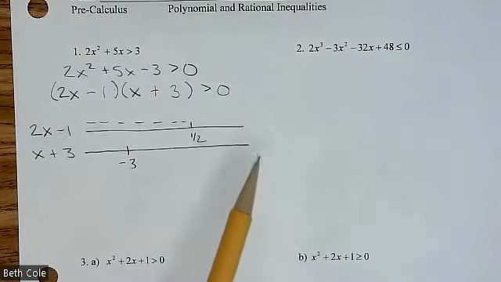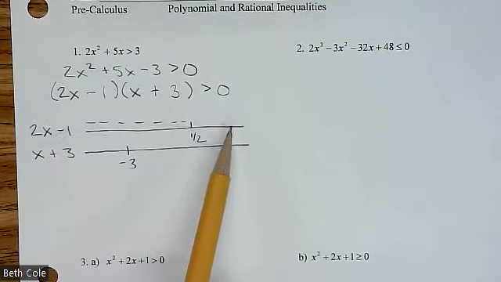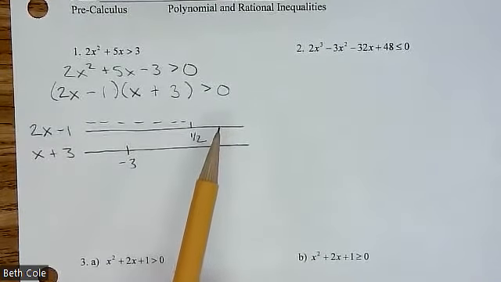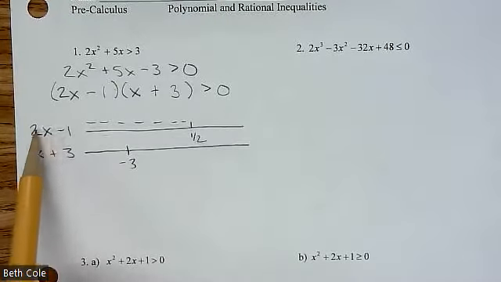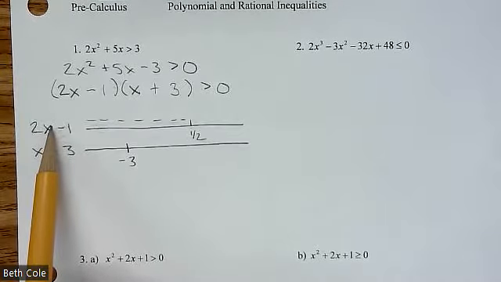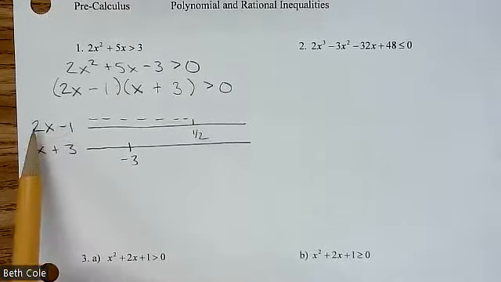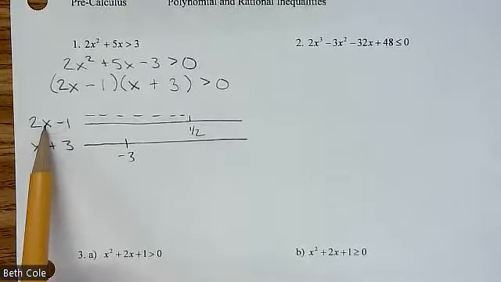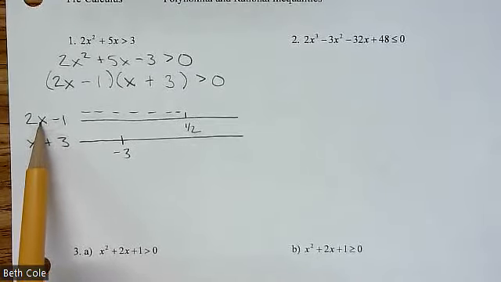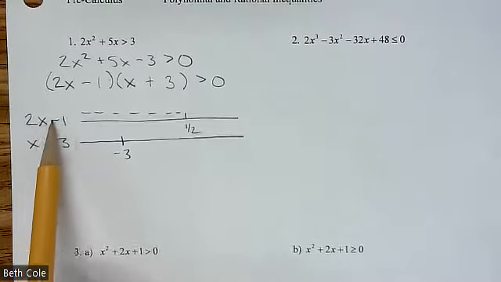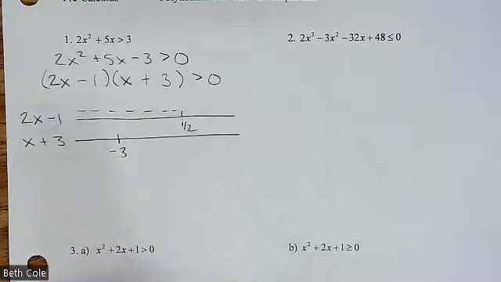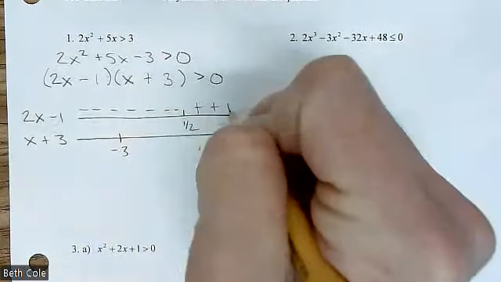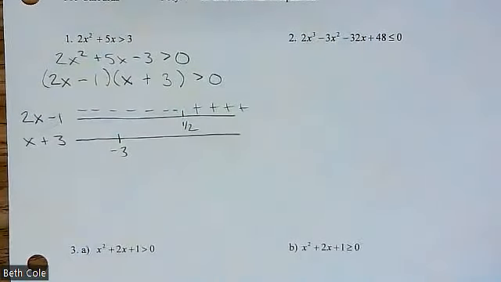Now give me a number bigger than 1/2. 1. Again, you can pick any number bigger than 1/2. You could pick 17 billion, but pick something easy, right? Let's do 1. 2 times 1, 2 minus 1. The point is, it's positive. So everything on this side is going to be positive.